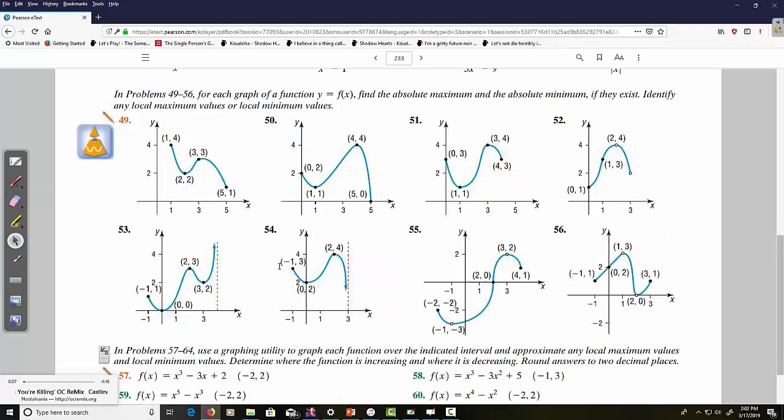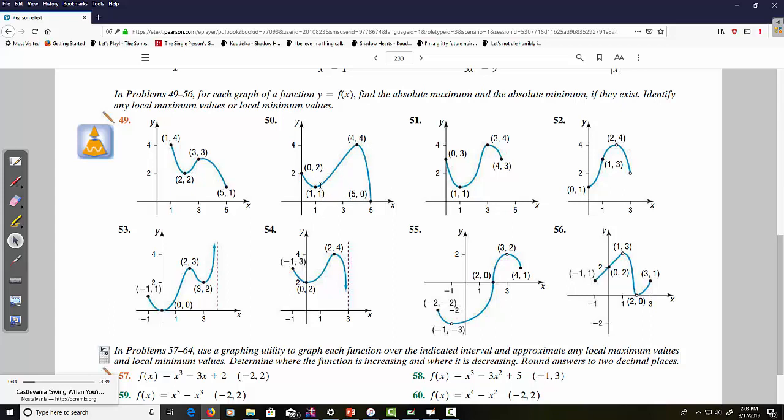All right, let's look at these problems. I wanted to look at these because they give you a good idea of the difference between an absolute maximum and a local maximum, and the same thing for minimums. So let's look at 50 here. Its absolute maximum would be here, 4, 4. Its absolute minimum would be at this endpoint, 5, 0. So absolute minimum at 5, the value is 0. Absolute max at 4, value is 4.